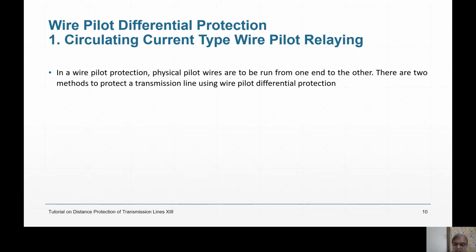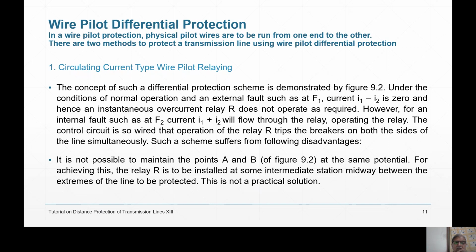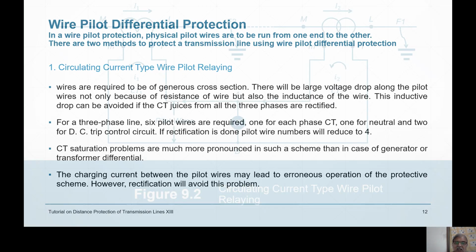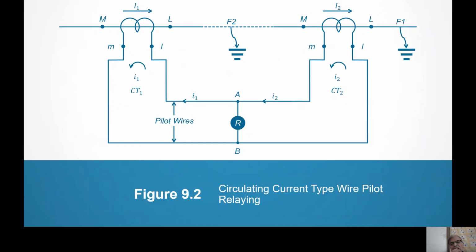In the circulating current type wire pilot, what is the concept? The concept is this. At both ends of the line, there are CTs. You have to understand that these are 100-kilometer long pilot wires, right? And you are connecting in circulating current type wiring, and you have to lay the pilot wires.